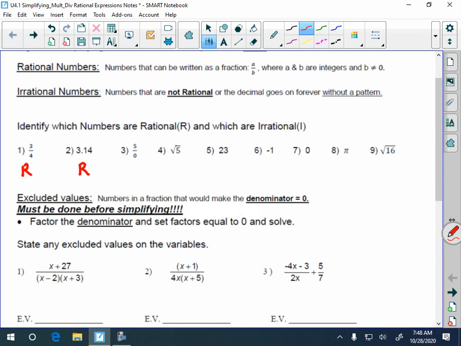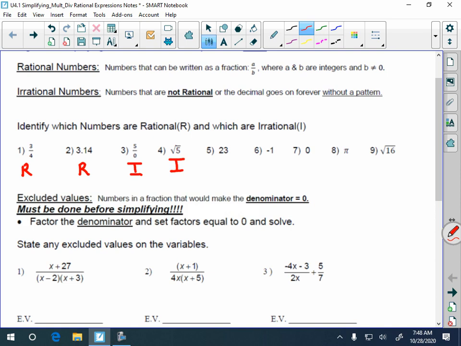5/0, you can't divide by 0, so we'll call it irrational. Square root of 5. You can't simplify that, but if you were to look at its decimal in your calculator, the decimal goes on forever and there's no repeating pattern, so we'll call that irrational.